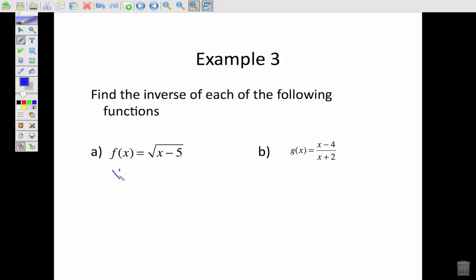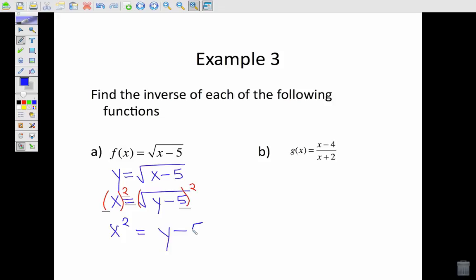All right, going through my steps. First step, we're going to write it as y equals. And then you switch the x and y. Algebraically, we're going to solve for y. We're trying to isolate it. I'm going to do inverse operations. So square both sides, like this. You get x squared equals y minus 5.